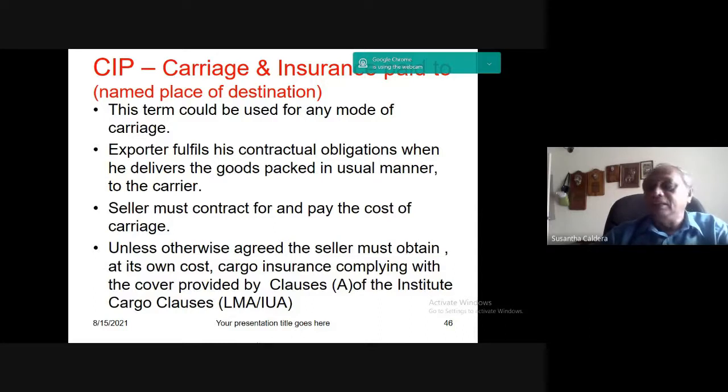A question you can be asked is: what are the main changes introduced in Incoterms 2020? One is they have omitted DAT and introduced DPU. This one is also a new addition. Under CIP, the cargo insurance should be under clause A. Cargo insurance should be under clause A. Right?